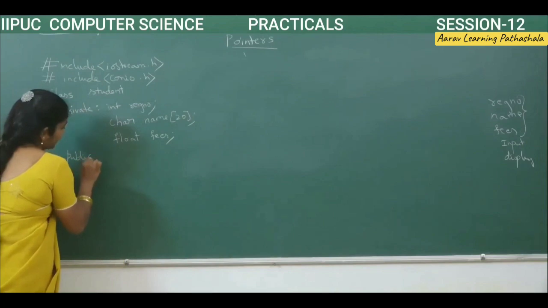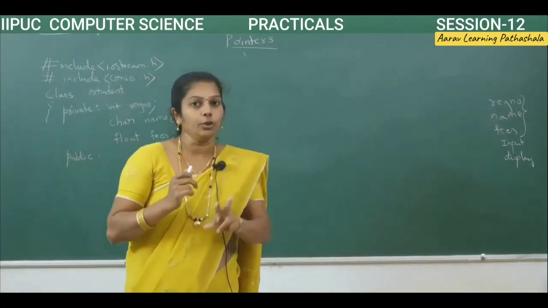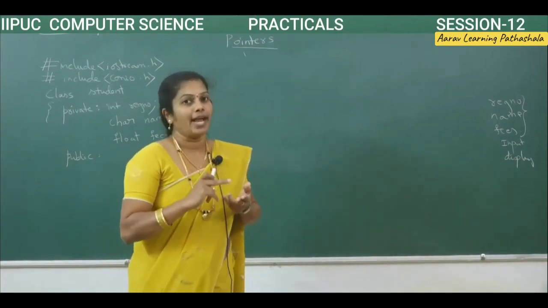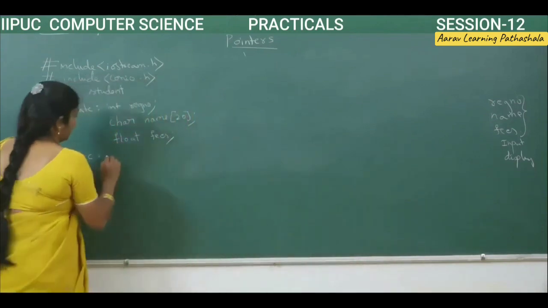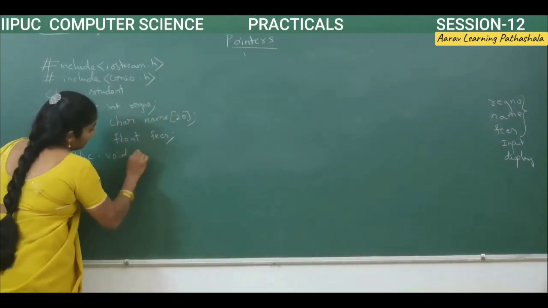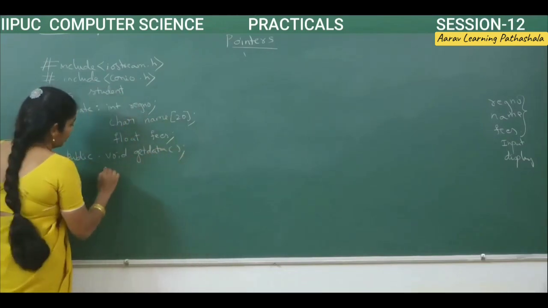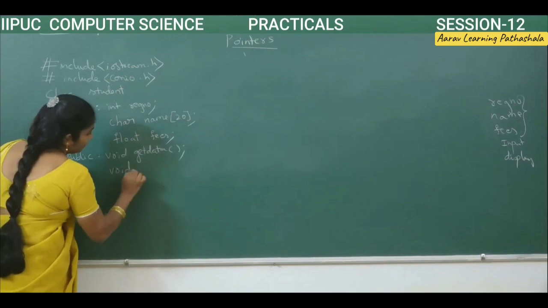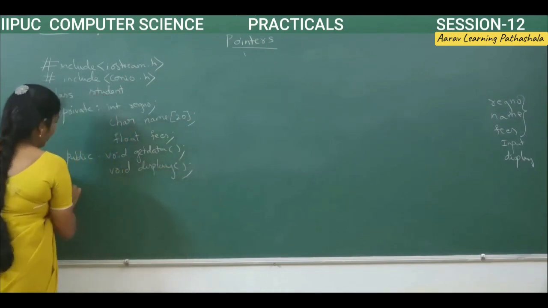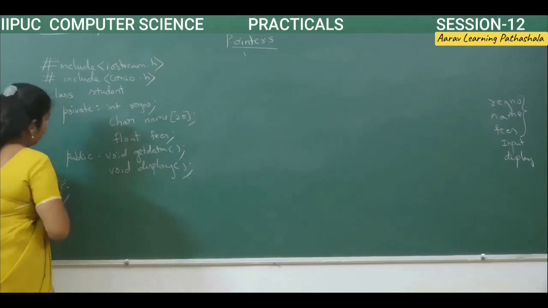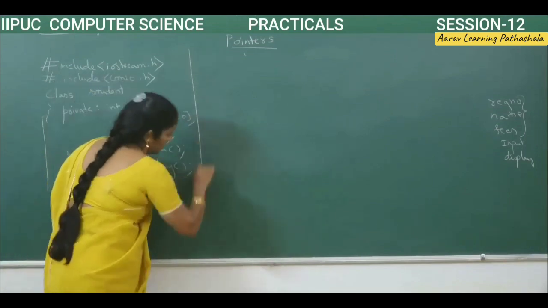Next, in the public section, declare the functions. Here we need only two functions: one for input purpose and one for display purpose. We are not doing any calculation here. The first one is void getdata function for input purpose. Next, one more function, void display function. Then close the class. To close the class, after the flower bracket, you have to put a semicolon. This is the first part.